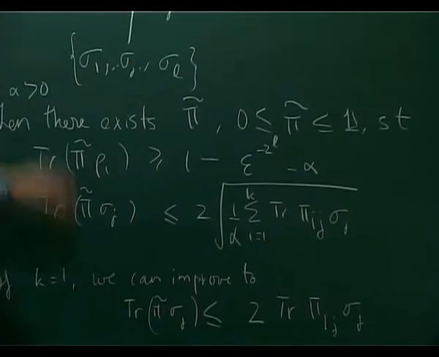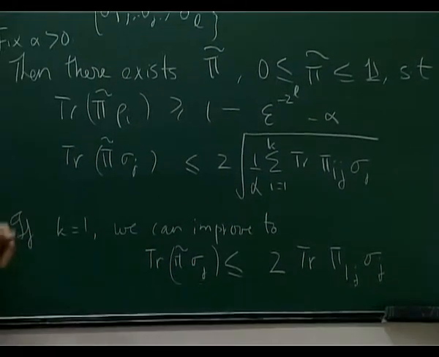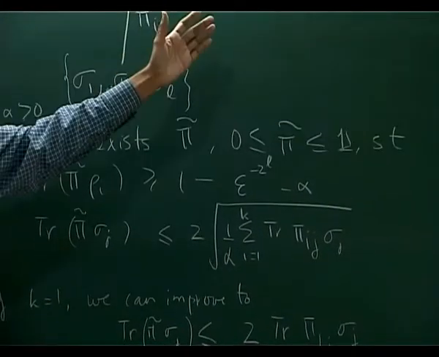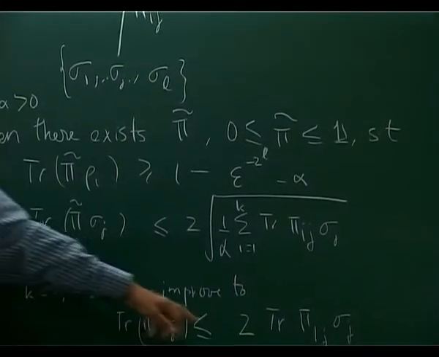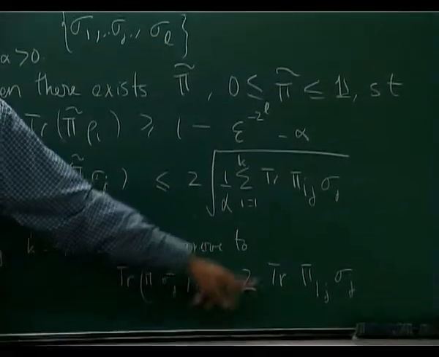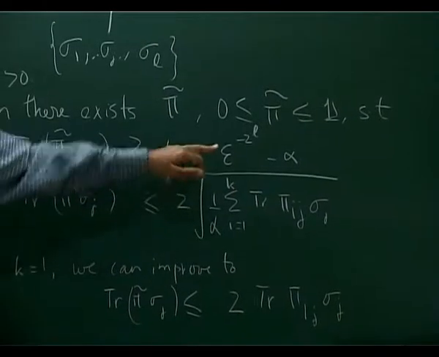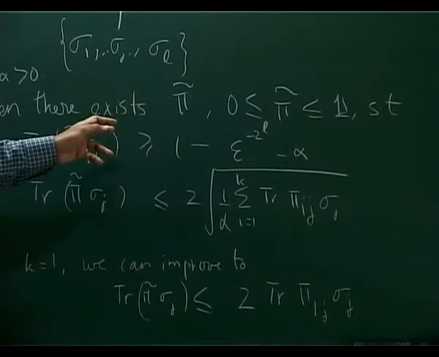recall how pi tilde was constructed. Suppose k is equal to 1, only one rho. So it was the intersection of these events, the intersection of these tests. And the intersection classically will not give a factor of 2, it will be just less than or equal to this. And here the epsilon would take a beating, it would become 1 minus L epsilon. So that's the classical performance.